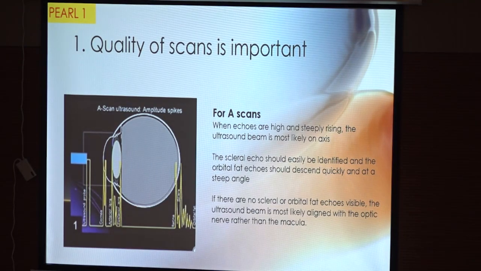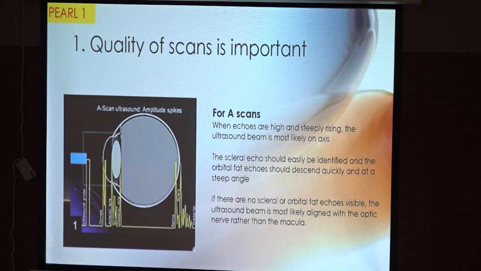So for A scans, when the echoes are high and steeply rising, the ultrasound beam is most likely on axis. The scleral echo should easily be identified. So this is the scleral echo. It should be easily identified, and the orbital fat echoes, these are the orbital fat echoes, should descend quickly and at a steep angle. If there are no scleral or orbital fat echoes visible, the ultrasound beam is most likely aligned with the optic nerve rather than the macula.